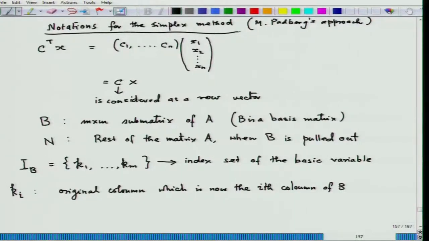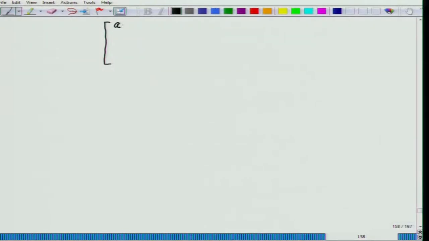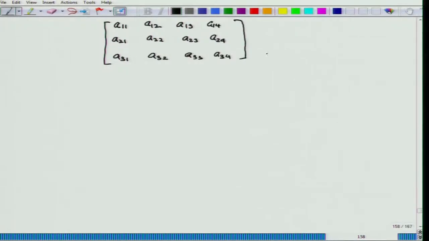Now, a small example will make this much clearer. For example, I have a 3 cross 4 matrix: A11, A12, A13, A14, A21, A22, A23, A24, A31, A32, A33, A34. If I assume it to be full rank, all these rows are linearly independent, so I can choose any 3 columns which are linearly independent. Suppose my basis matrix takes this column, this column, and this column. So my B would now look like the following. Just stack up the columns, nothing else.